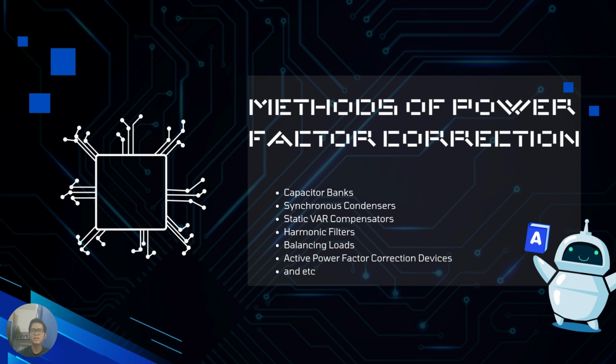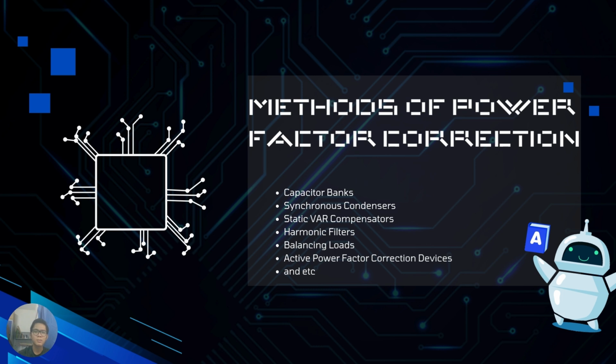The third one is static VAR compensator, which is SVC. SVCs are electrical devices which dynamically adjust reactive power in the system to maintain high power factor. Its advantage is real-time compensation and it is effective for fluctuating loads. The next one is harmonic filter. Harmonic filters can clean up harmonic distortion and raise the power factor when non-linear loads like variable frequency drives and electronic equipment generate harmonics. Its advantage is to improve power quality and reduce loss caused by harmonics.